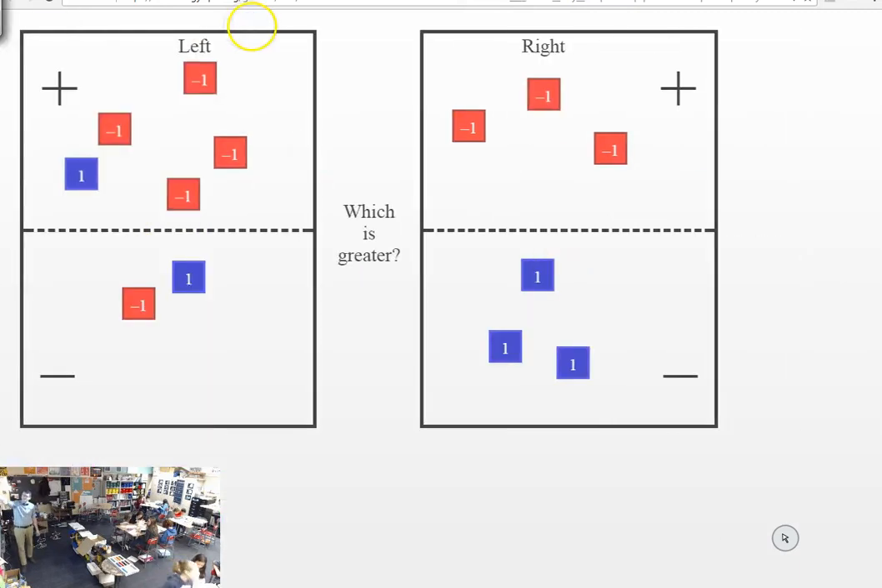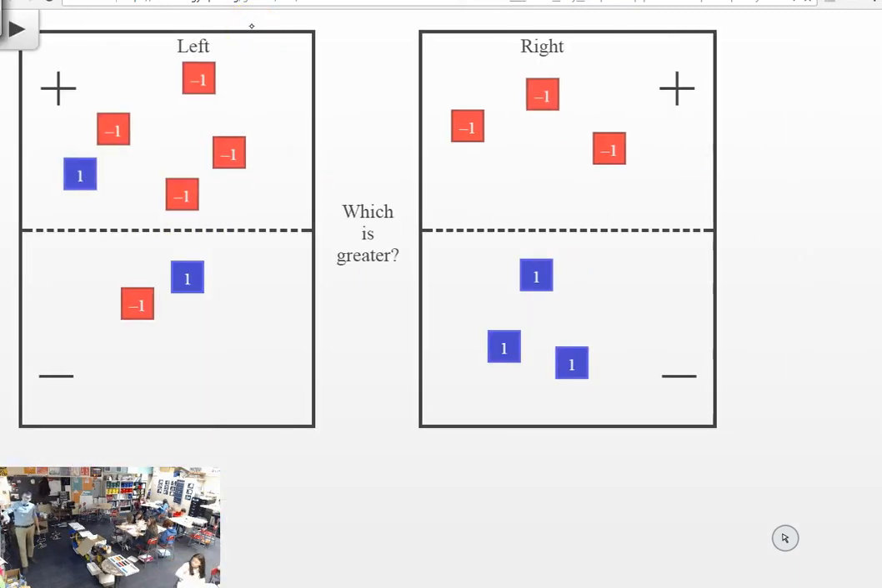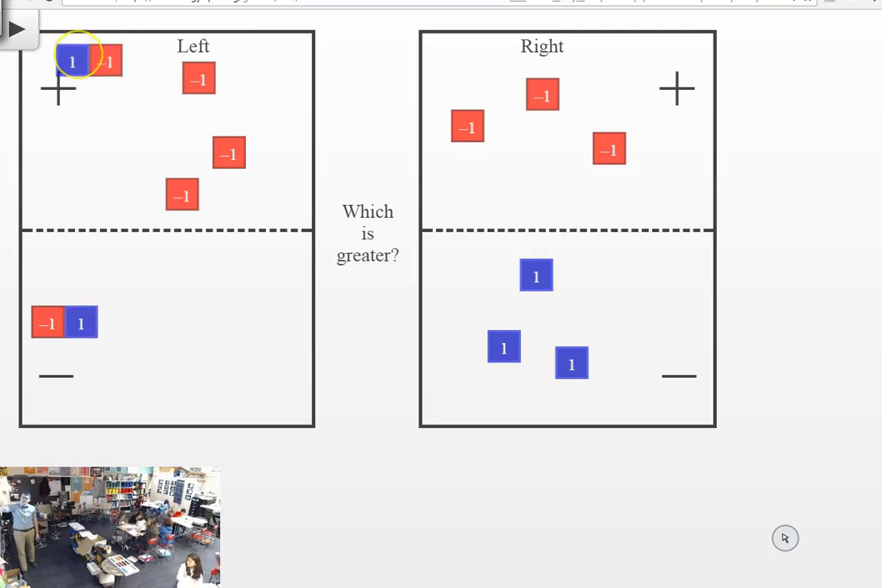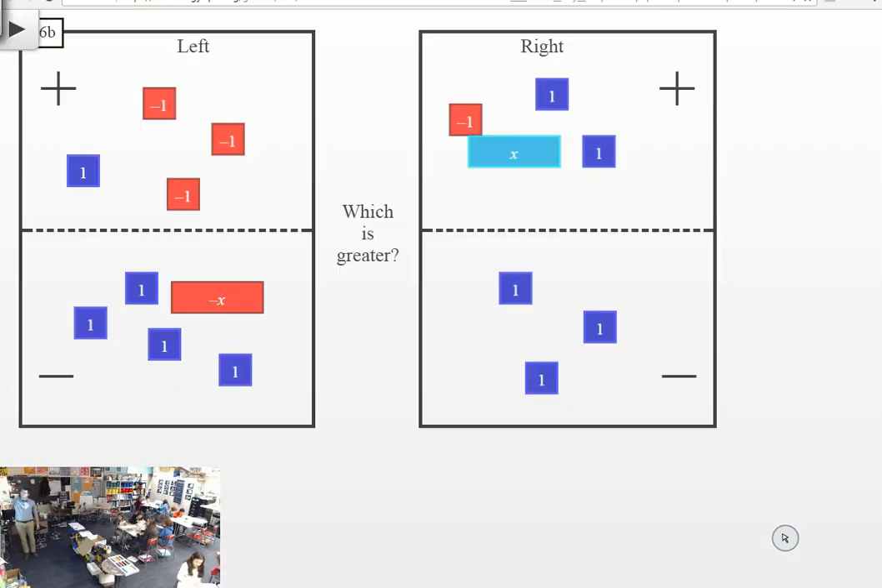Hey, Naya's asking about another way to do this. Couldn't I just pair these down here, these up there? Yes, that's totally another option. I just wanted to show pairing across the middle, so that's why I did that. But yeah, that's just as easy of an option. But that was A still. So here's B.